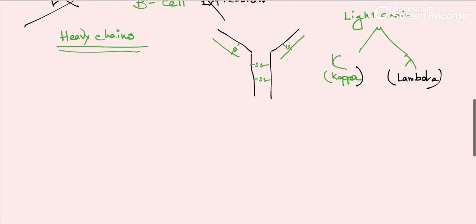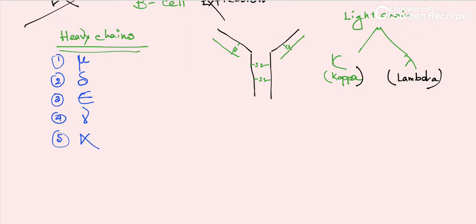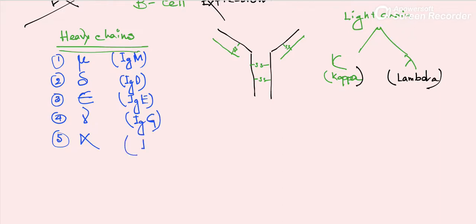I want to discuss it because it is necessary. The five types are mu, delta, epsilon, gamma and alpha. On the basis of the heavy chain, we find five types of immunoglobulin: IgM, IgD, IgE, IgG and IgA.